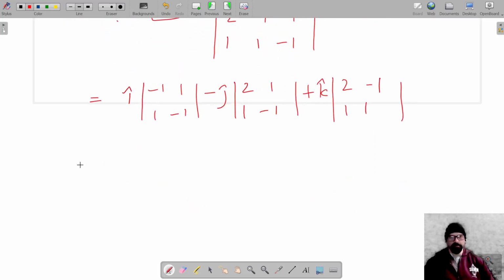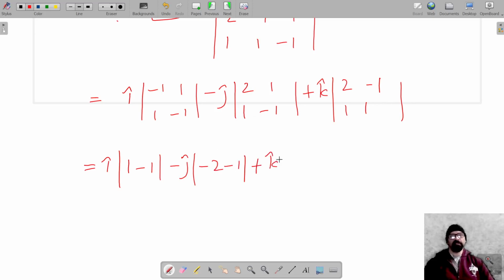Okay, so this is now i cap, negative 1 into negative 1 is 1, 1 minus 1, minus j cap, negative 2 minus 1, plus k cap, 2 into 1 is 2, this is plus 1. And these all are brackets.